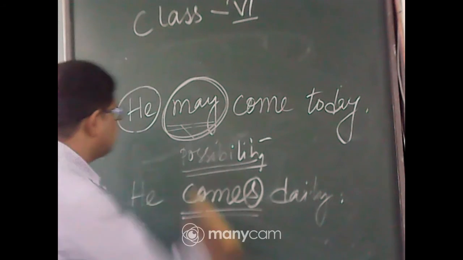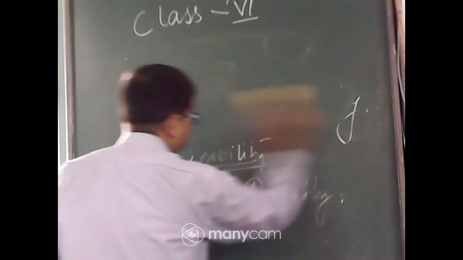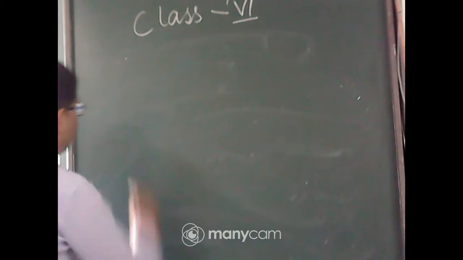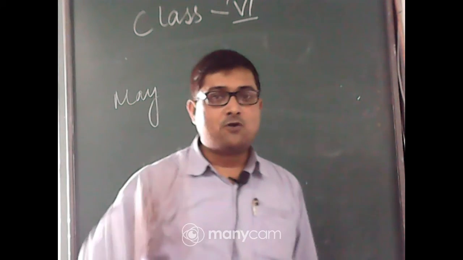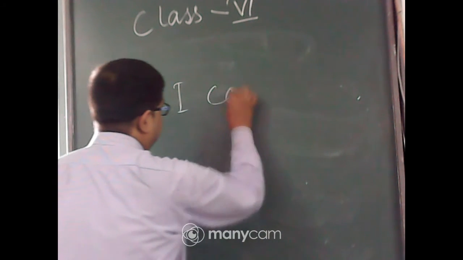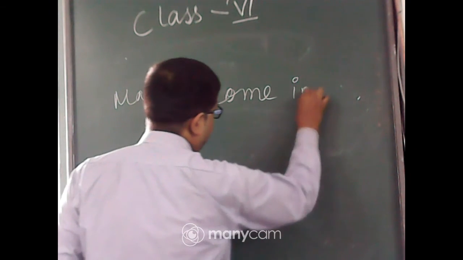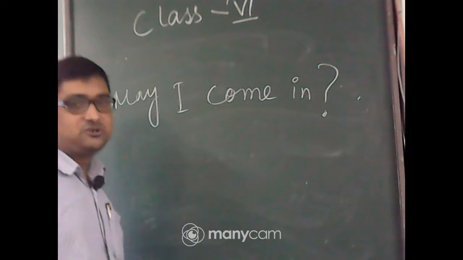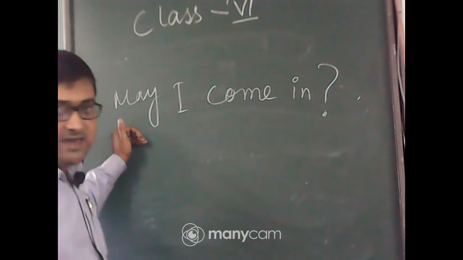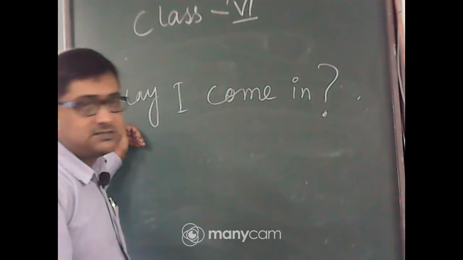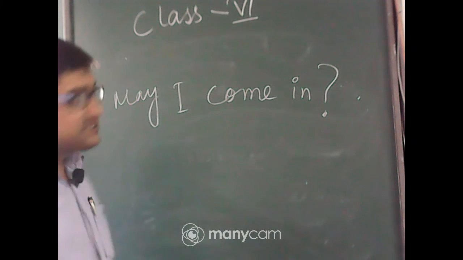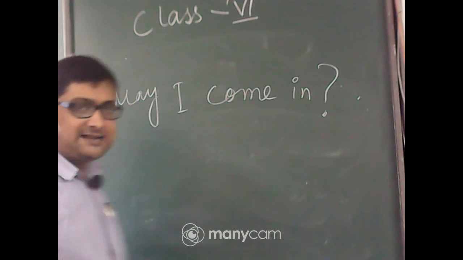Now it tells about permission. It also tells about permission. Here also, this sentence that I am going to write, you have asked thousands of times to your teachers: "May I come in?" This is also permission. Here the modal may has been used to take permission. "May I come in?" This is permission. Now certainty. Certainty means that is sure.